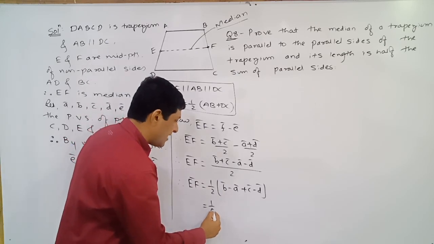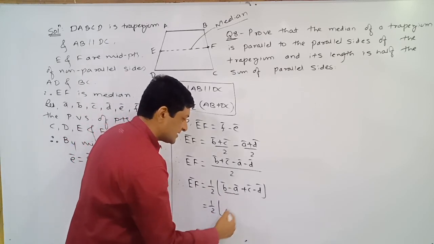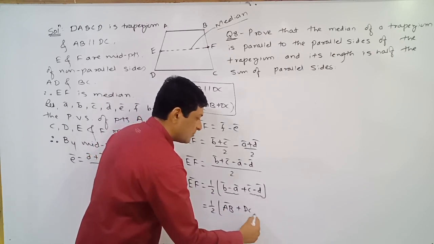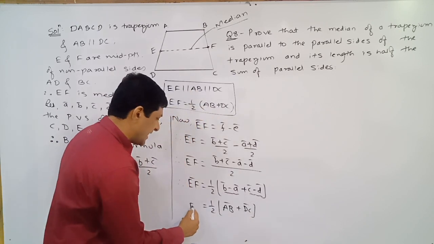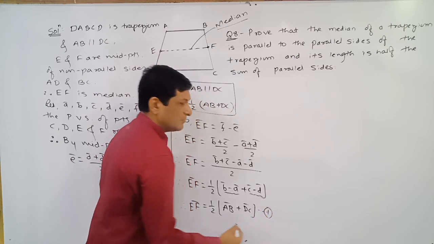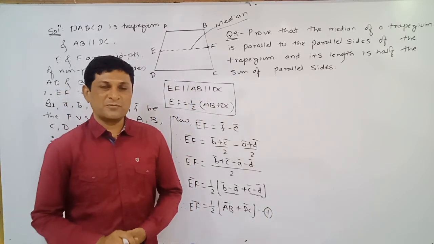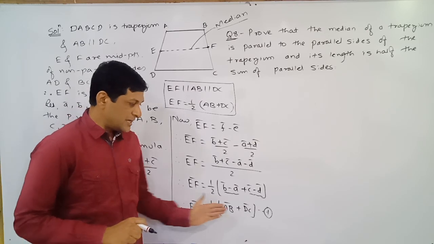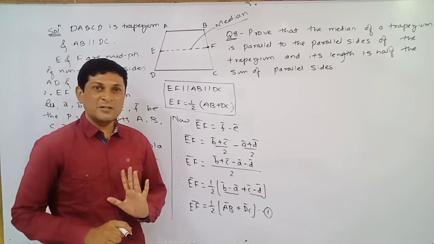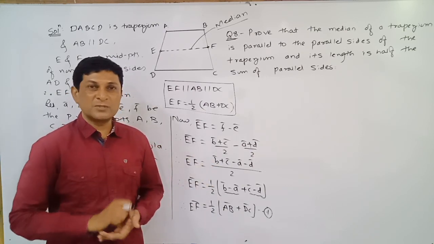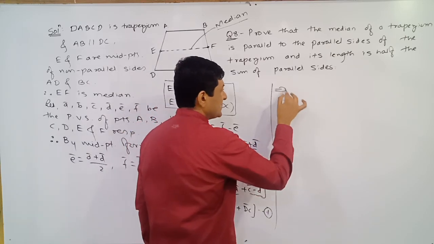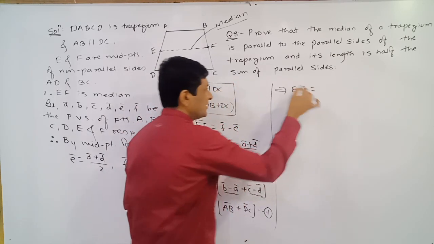So this is equal to half, keep it as it is. Now B bar minus A bar can be replaced by AB bar, and C bar minus D bar can be replaced by DC bar. On this side, EF bar stays as it is. Let us denote this result by equation number one. Now if you observe this result carefully, both sides are vector quantities and both sides are equal. And we know that if two vectors are equal, their magnitudes are also equal. Now we are considering only the magnitude. So this implies that EF is equal to the magnitude of the left-hand side.